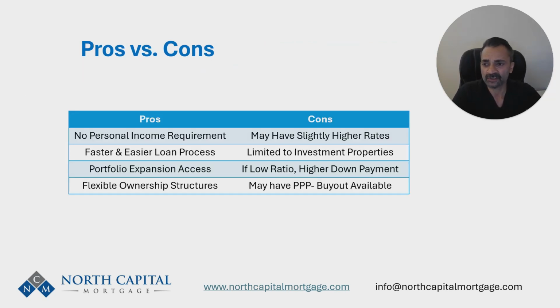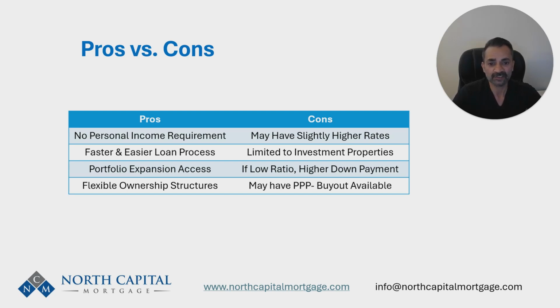Some pros versus cons for this type of loan: no personal income requirement as a pro. Again, you don't have to state what your current employment is, or you don't even have to be employed to qualify for a DSCR loan. It's going to be a faster loan process and likely an easier loan process because you're going to have limited documentation required. Portfolio expansion access: again, you can have more than 10 properties to qualify for this type of loan. And flexible ownership structures, as we mentioned.